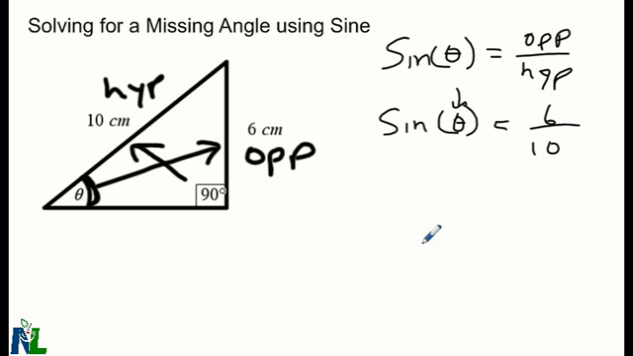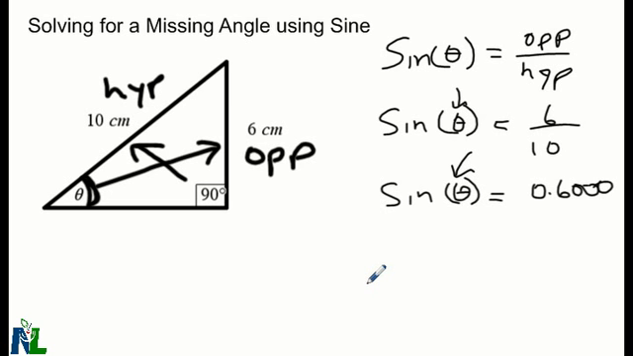So for us, we're going to look at 6 over 10, and we'll convert that into a decimal using a calculator, which says that sine theta will equal 0.6000. And we'll use 4 decimal places to ensure accuracy. Now, if we're trying to get theta all by itself, we realize that there's a sine in front of it.